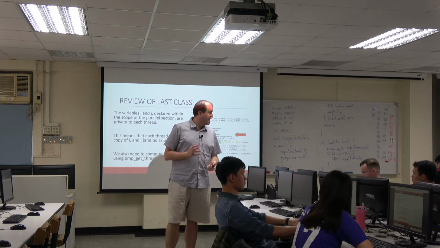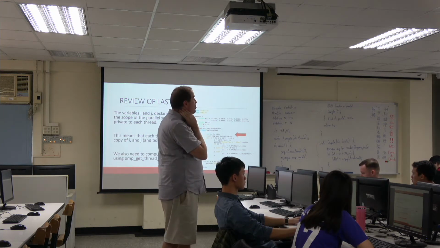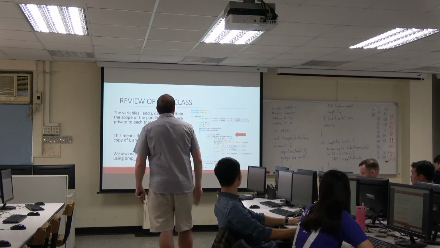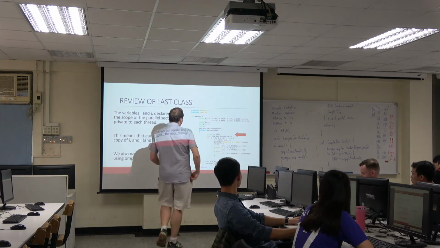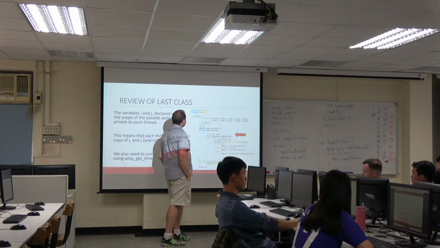tid, the thread ID, can't be shared by other threads. If it is, it means each thread is going to be horribly confused about who it is. And so we can't use a shared value for tid. I declare i, j, and tid in this scope, which makes them automatically private. Now there's another i here.